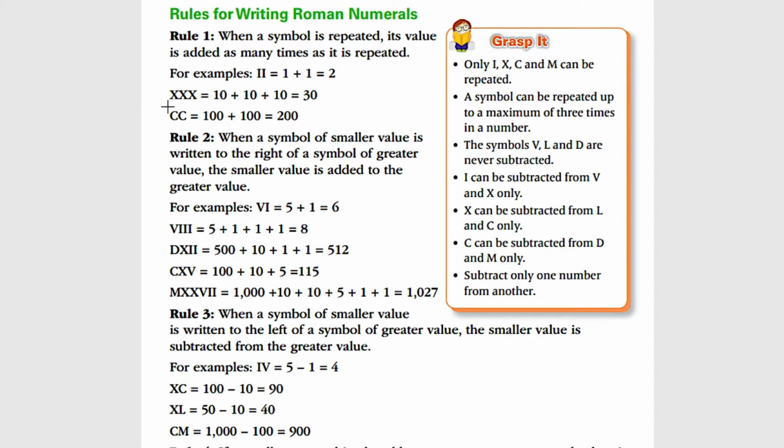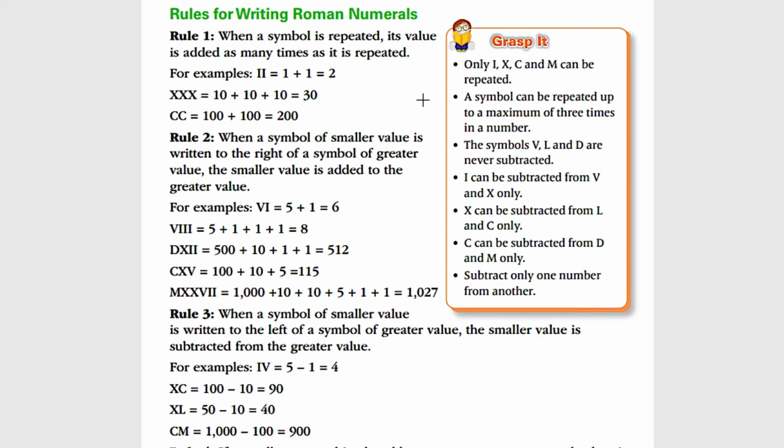Then over here X is written 3 times. So its value, that is 10, is added 3 times. And 10 add 10 add 10 is equal to 30. So for 30, the Roman numeral we have is X repeated 3 times. Then C is repeated 2 times. So its value, which is equal to 100, is added 2 times, and the result is 200. So number 200 is written in the form of Roman numeral as C repeated 2 times.